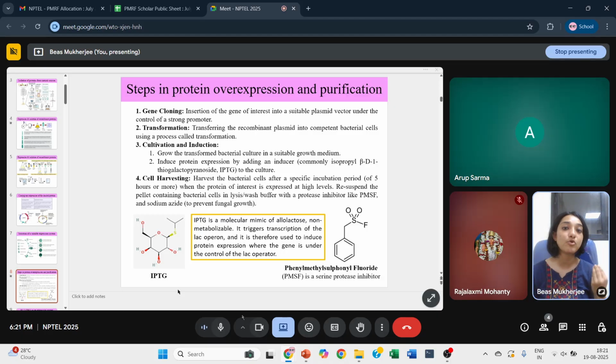And IPTG is a molecular mimic of allolactose, and this is synthetic. That means the bacteria cannot use it up. It cannot metabolize it, right? So non-metabolizable. That means once you add it into the media, it is going to be there in the media at all times, and you don't need to add it again and again. If that was allolactose, you would have had to add it again and again, right? Because the bacteria would metabolize it. Now it triggers transcription of the lac operon and therefore is used to induce protein expression where the gene is under the control of the lac operon. Okay.